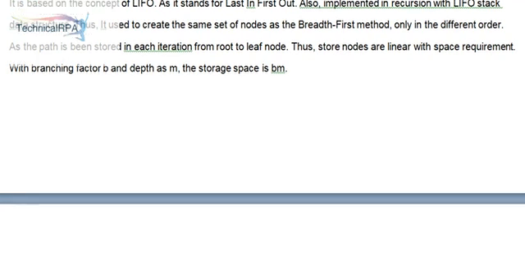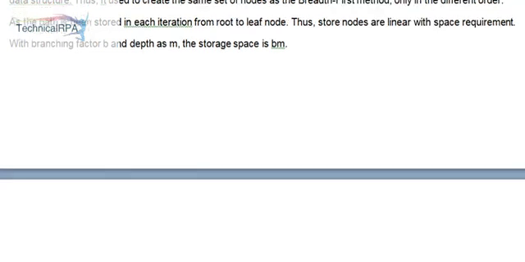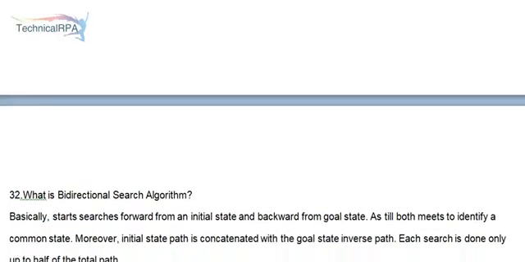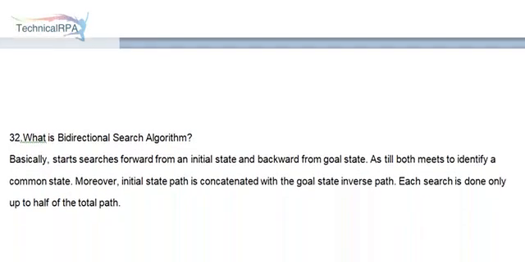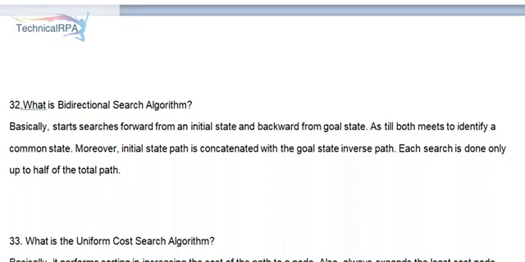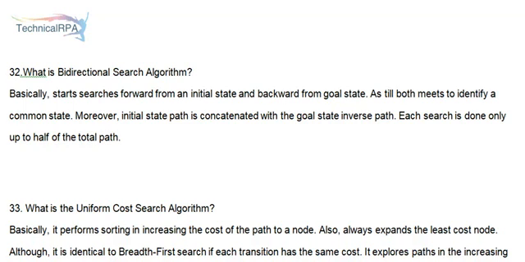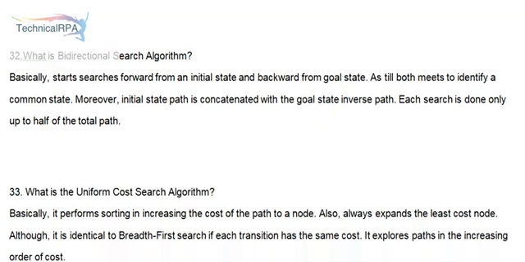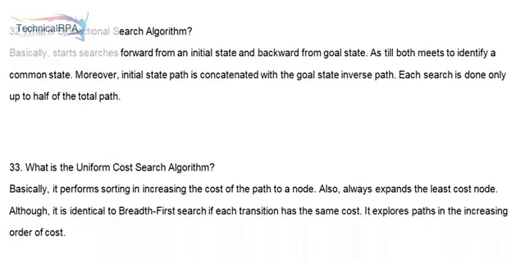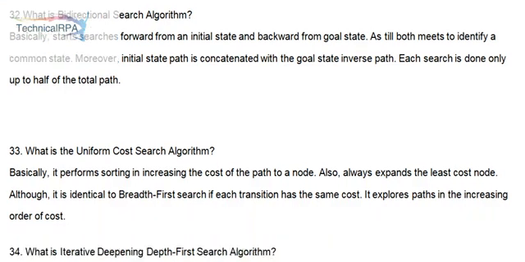32. What is bidirectional search algorithm? Basically, it starts searching forward from an initial state and backward from the goal state, till both meet to identify a common state. Moreover, the initial state path is concatenated with the inverse goal state path. Each search is done only up to half of the total path.